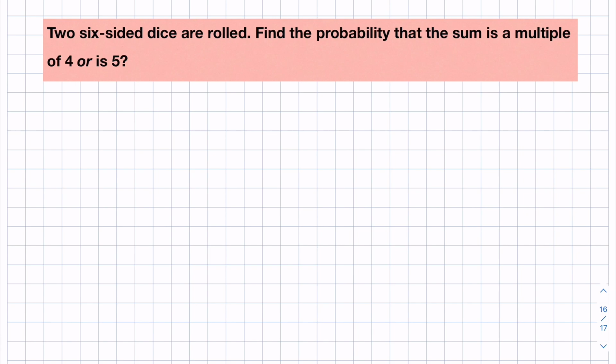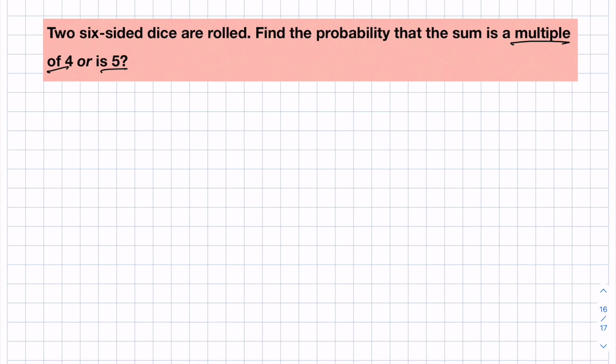Two six-sided dice are rolled. Find the probability that the sum is a multiple of 4 or is 5. So already it looks like I just combined two different probability questions and I called it a day and asked you to solve it, right? So this essentially is what compound probability is.